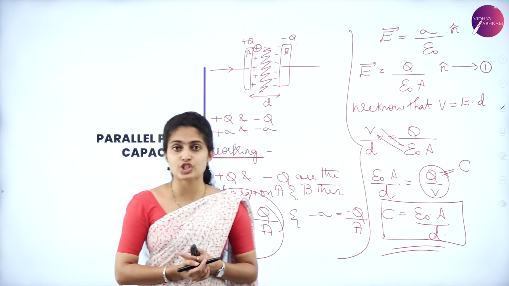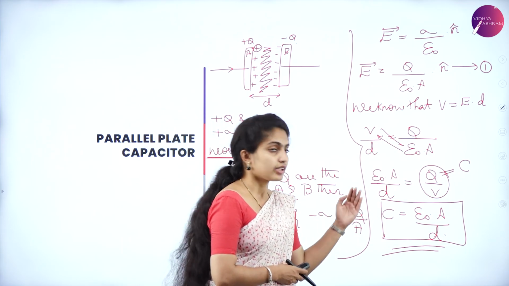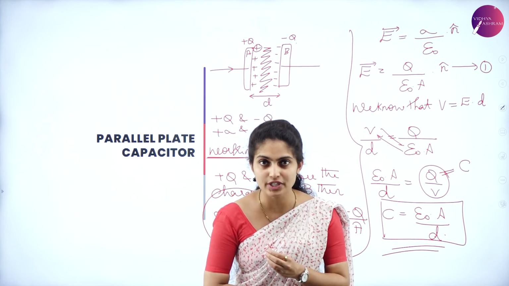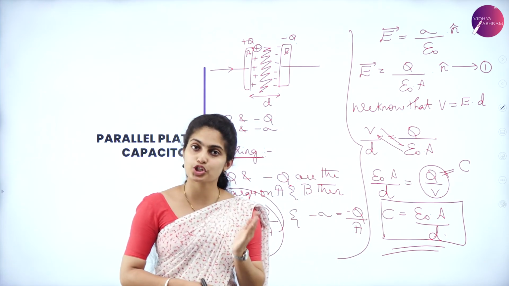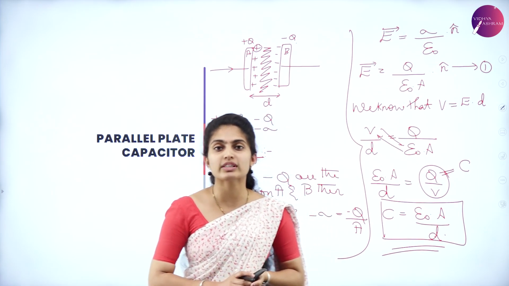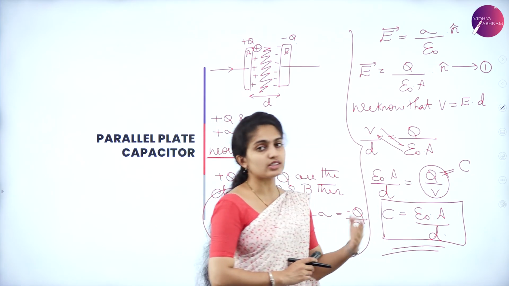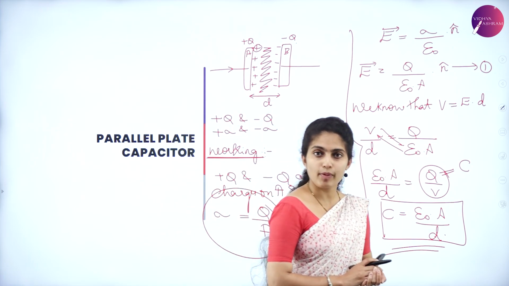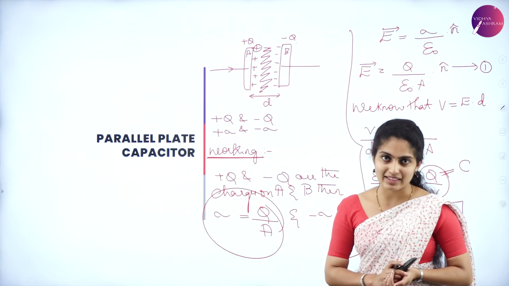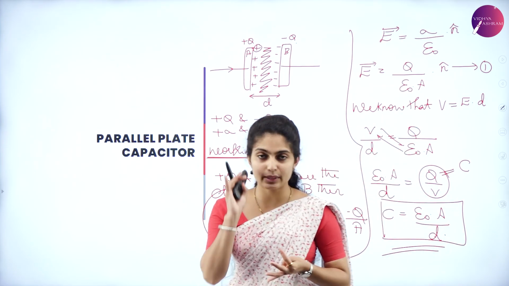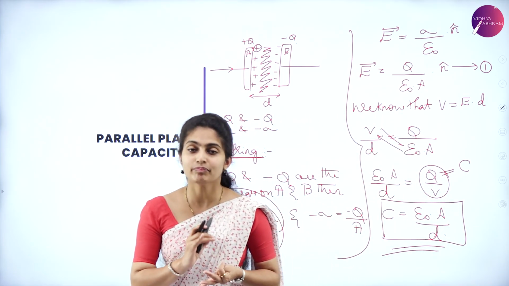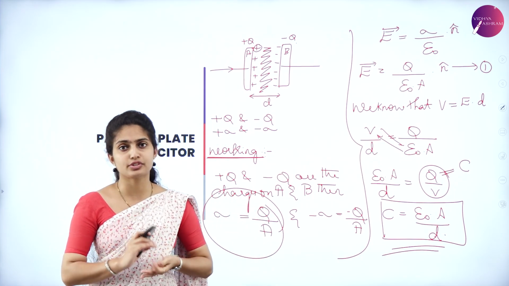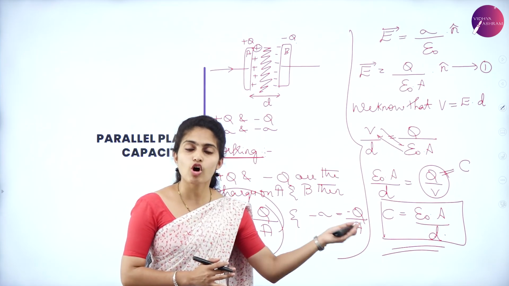Because of this equation, we know that the capacitance is directly proportional to the area of cross section and inversely proportional to the distance between the plates. And the capacitance depends upon the size of the capacitor, as well as the dielectric medium surrounding the conductor, as well as any conductor nearest to the capacitor. So it depends upon all these properties.